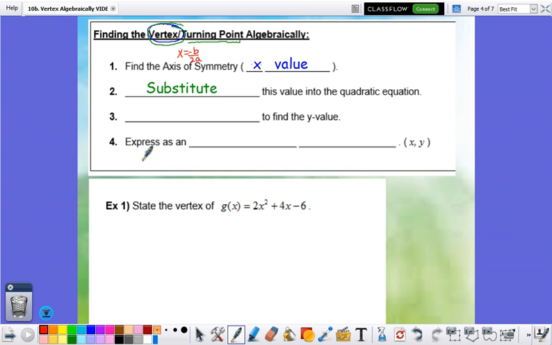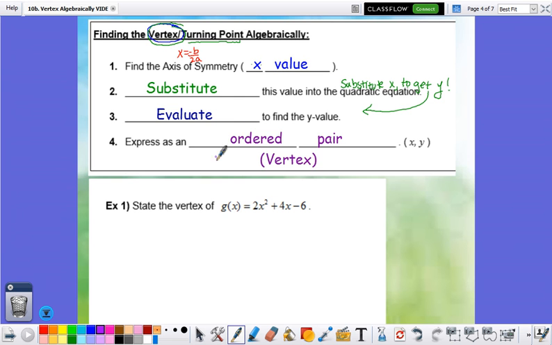Next, we're going to substitute this value into the quadratic equation. We substitute x to get y. So now I'm going to evaluate to get the y value. Finally, when we're done, we'll have an x and y value, so we write our vertex as an ordered pair.